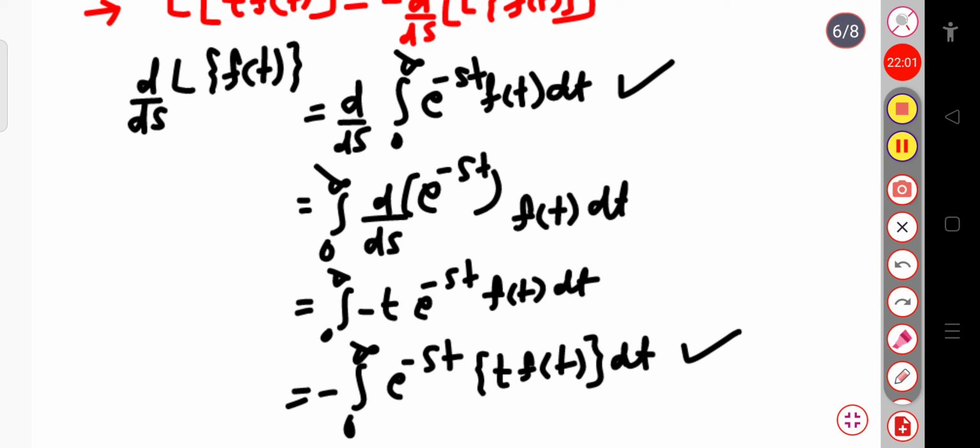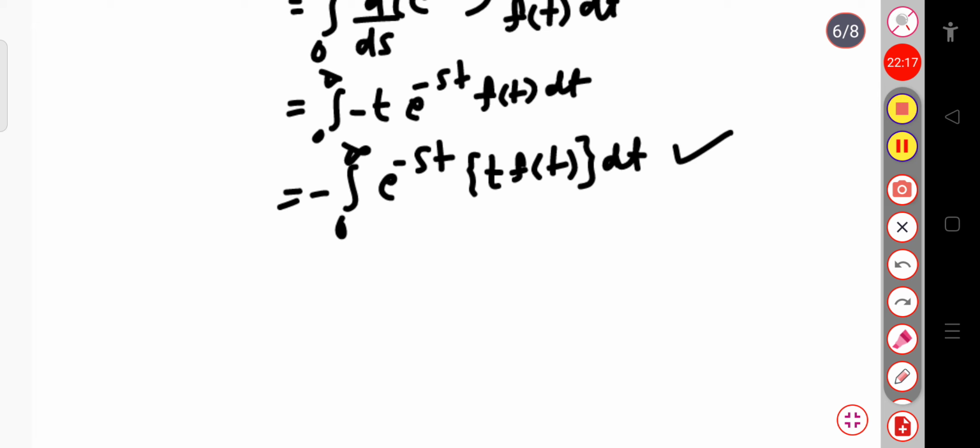Now you can see that in the place of f of t, this is simply t into f of t. So in this place I can write this is the Laplace transform of t into f of t, because in the exponential minus st term, the t into f of t term is multiplied here. This will be equal to minus L of t into f of t.